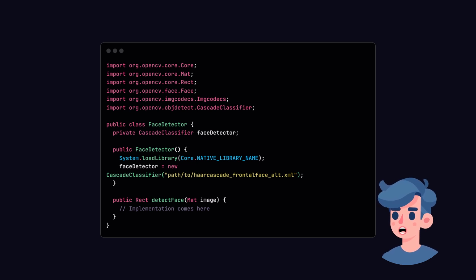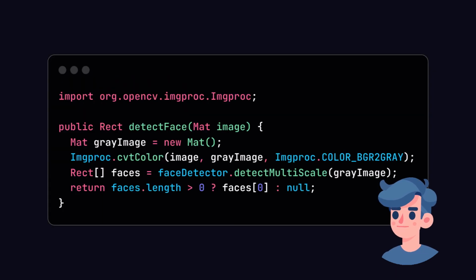We'll begin by initializing the OpenCV library, which is crucial for processing images and detecting faces. The detectFace method will implement the logic to detect faces in an image using our Haar Cascade classifier. Inside this method, we will convert the image to grayscale and perform face detection.